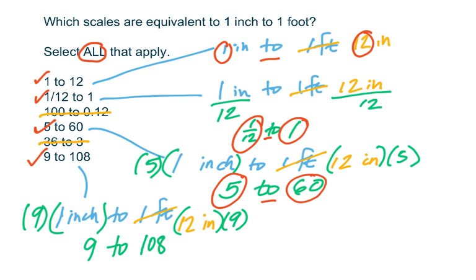Keep in mind for this problem that you were asked to choose all that apply. So for this common wrong answer, you picked 1 to 12, which is one of the options that is equivalent. And you also picked 1/12 to 1, which again is another scale that's equivalent. But you didn't pick all of the scales because you didn't pick 5 to 60 and you didn't pick 9 to 108. So it's possible that you didn't test them, or it's possible that when you tested them, maybe you made an error, and that might be why you missed those 2 scales.